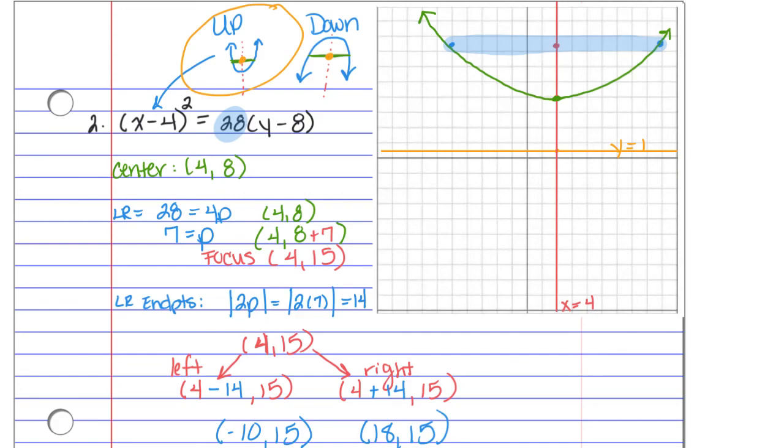I have a vertex that's located at the point (4, 8), a focus that's located at the point (4, 15) because it's 7 units away. My directrix is located 7 units below my vertex. And then my latus rectum, each one of those endpoints is exactly 2p away from the focus. So p being 7, they're both 14 units to the left, 14 units to the right, giving me a total distance of 28.